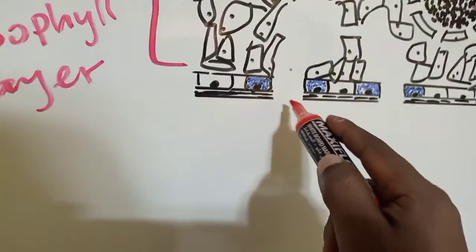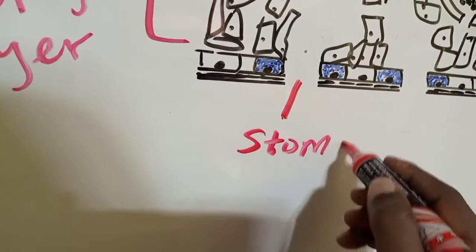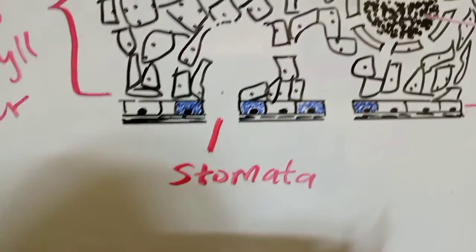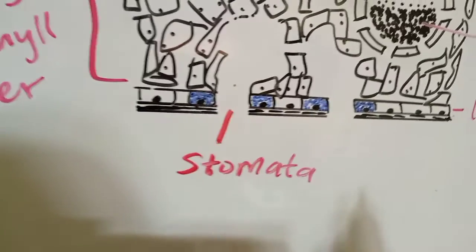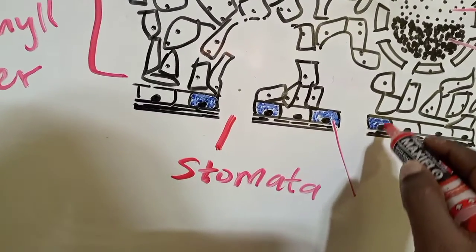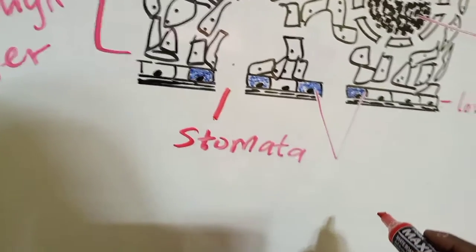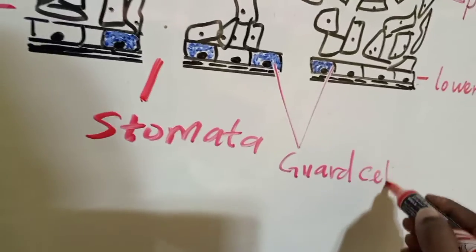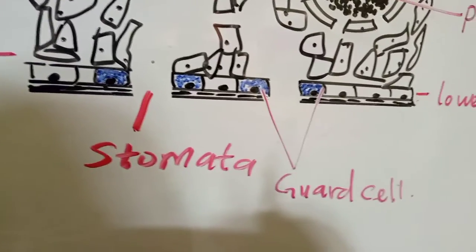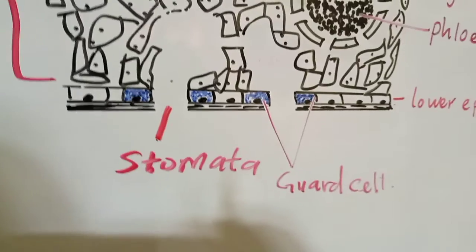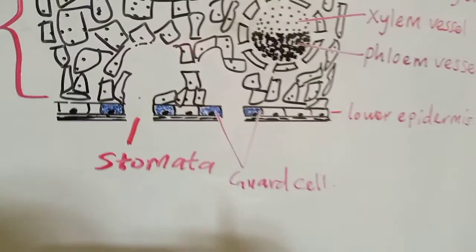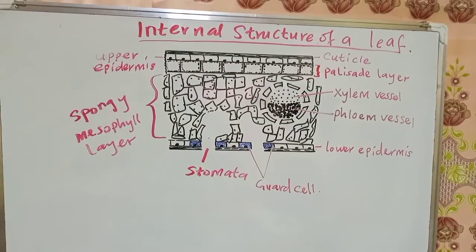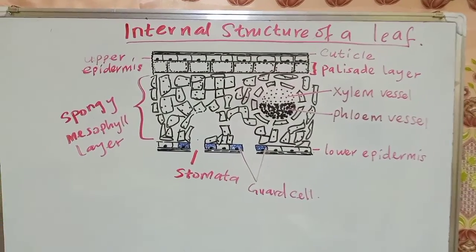Then there's this space here. It's called stomata when there are many, but one is stoma. Then these cells here painted blue, that one is what we call guard cell. They facilitate the opening and closing of the stomata. So this one is now what we call the internal structure of a leaf.